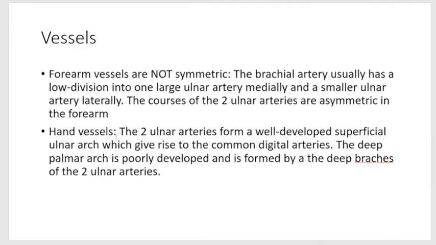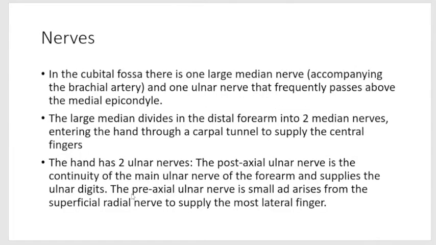But the hand vessels are very different. They are very symmetric. The two arteries we mentioned before will enter the hand to form a very well-formed superficial arch. So this is a palmar arch, and that gives rise to common digital arteries, but the deep arch will be poorly developed and is formed by deep branches from these two arteries. So in the hand, the vessels are symmetric, but the course of the vessels in the forearm are not symmetric.